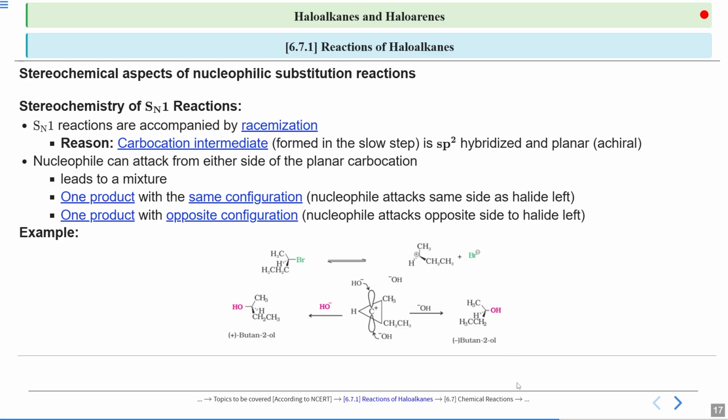So you will get both products, the positive butan-2-ol and the negative butan-2-ol. Similar formula, different structure. You can say the spatial arrangements are different, and one is dextrorotatory and the other is levorotatory. So you are getting racemization. The SN1 reaction is accompanied by racemization, because we are getting both kinds of products. You are getting enantiomers as your products: one product with the same configuration and one with the opposite configuration compared to the reactant.